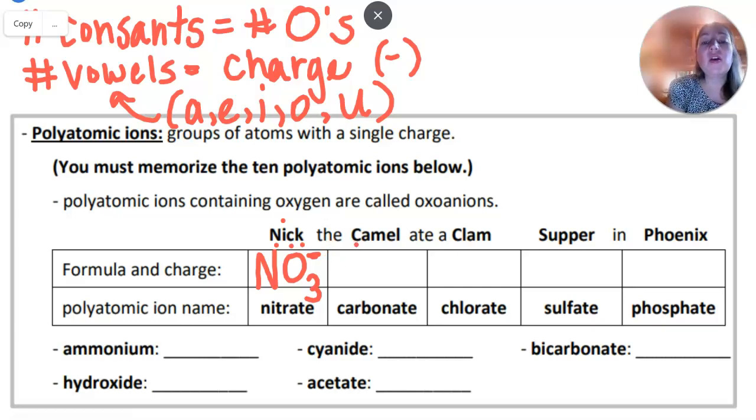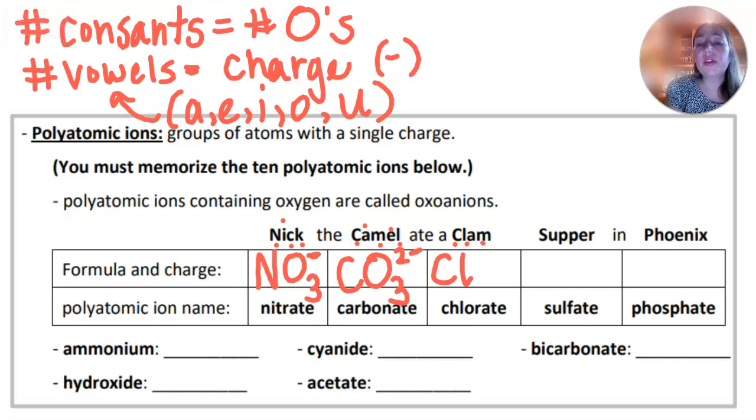We're lazy as chemists. We don't often write the 1. Okay, then we have camel, an ion starting with the letter C. Camel has 1, 2, 3 consonants, so there will be 3 oxygens. Camel has 1, 2 vowels, and its charge is 2 minus. How about clam? Clam, we have to use the C and the L because we've already made an ion with just carbon. So this is an ion with chlorine. Okay, but we still stick to our rule. We go to clam and we go clam has 1, 2, 3 consonants. C, L, and M are consonants. So we're going to have 3 oxygens. And A is 1 vowel, so it's going to be negative.